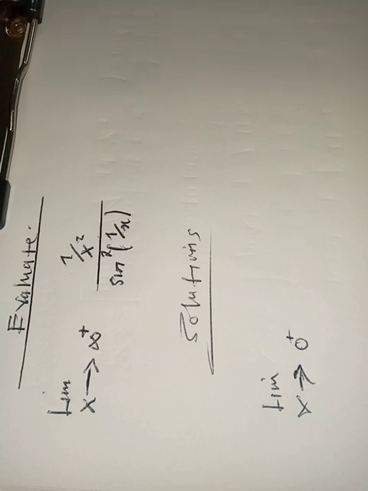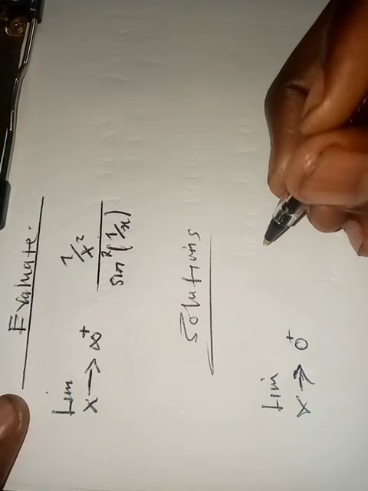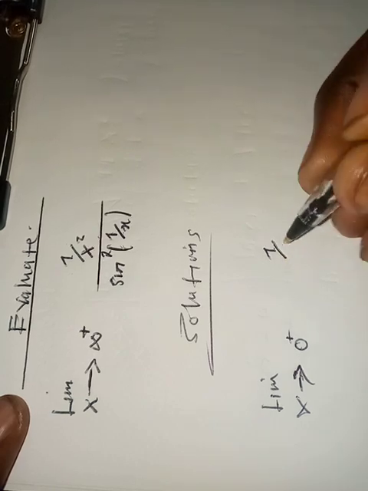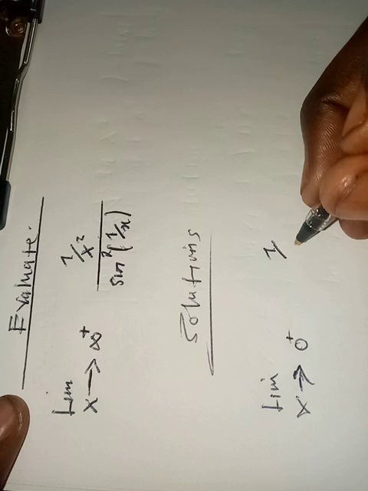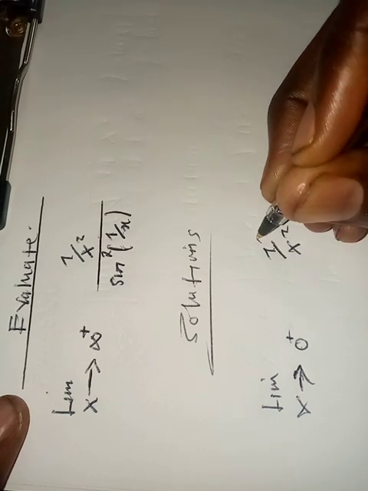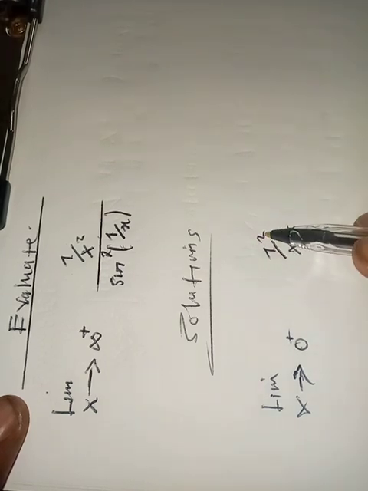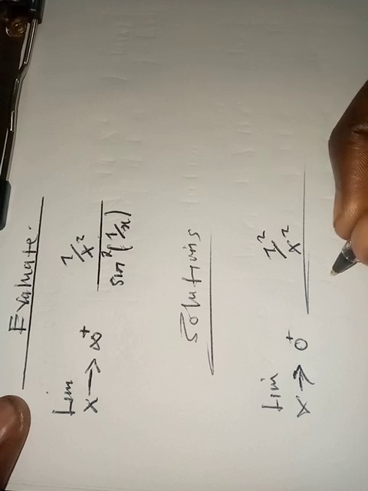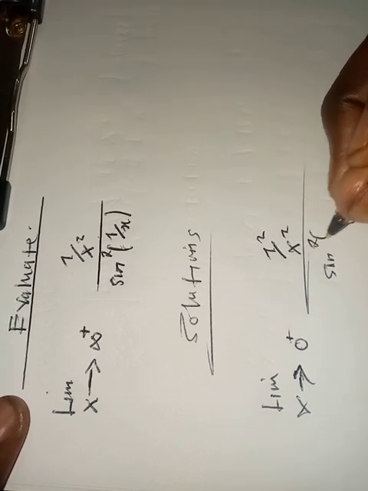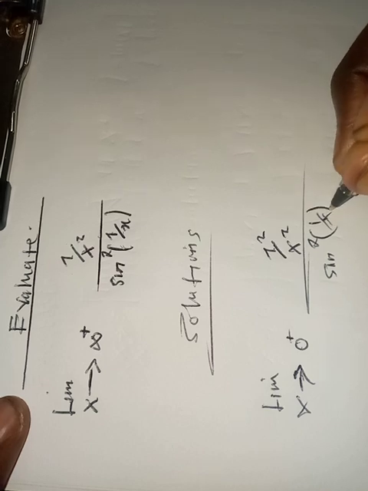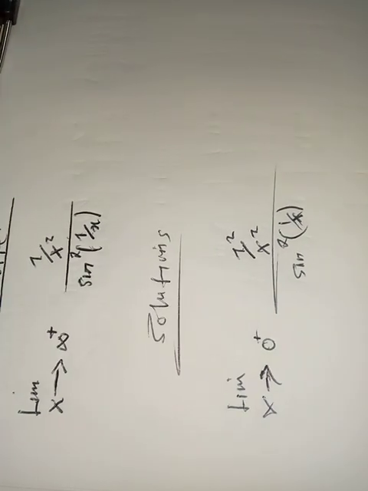The next thing that you have to do is try by all means to work on the numerator part, which is 1 over x squared. You write it as 1 over x, and you raise that 1 to the power 2 so that it equalizes the power, or the degree, of x squared. Then over, down you have sine squared of 1 over x.